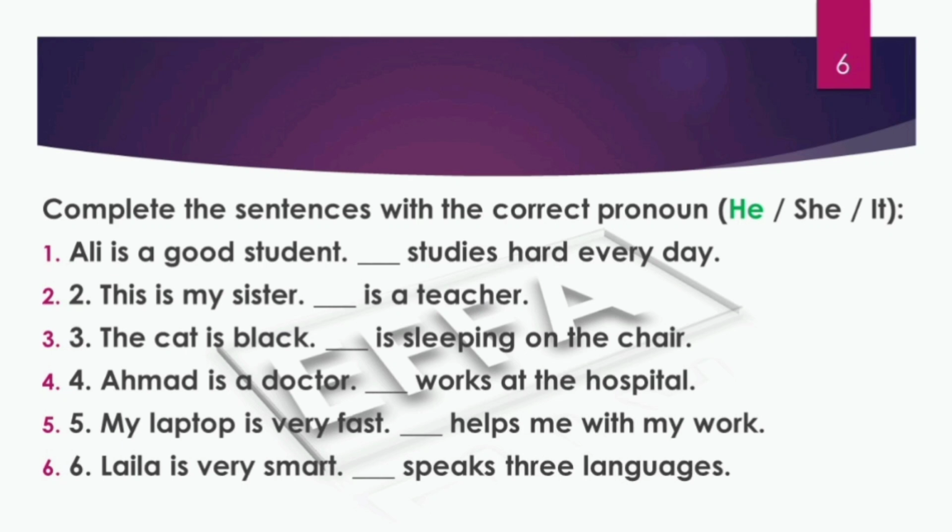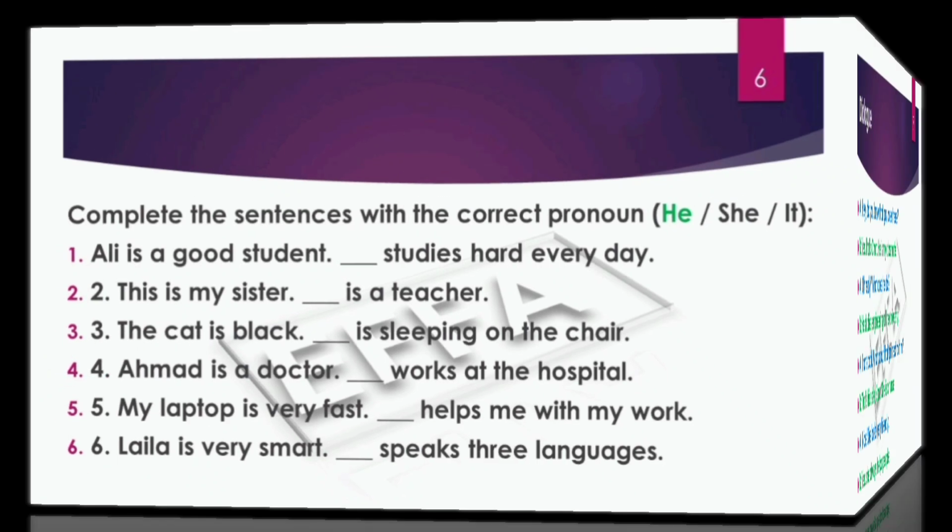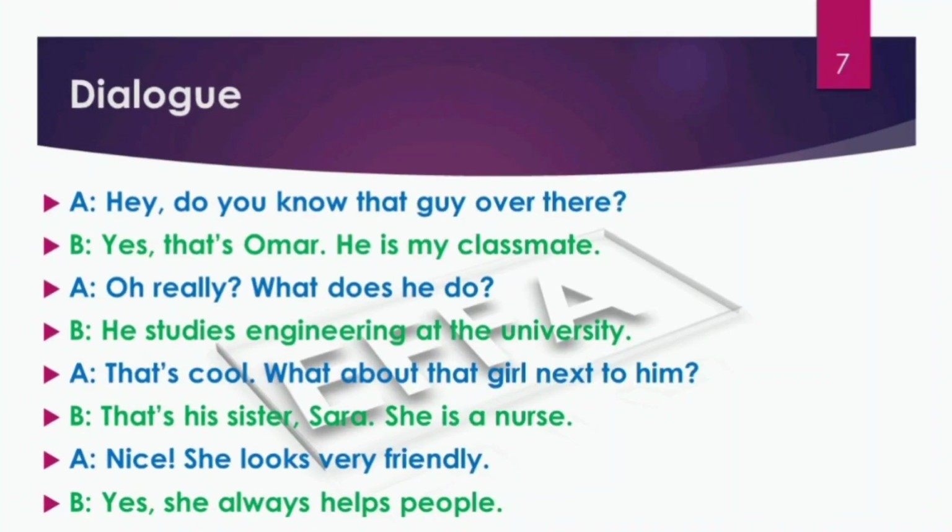Alright, now we have a practice page to review and practice the grammar section. Complete the sentences with the correct pronoun he, she, it. Number 1. Ali is a good student. He studies hard every day. And now we have a dialogue. I will read it, so listen carefully and then practice it by yourself after me.